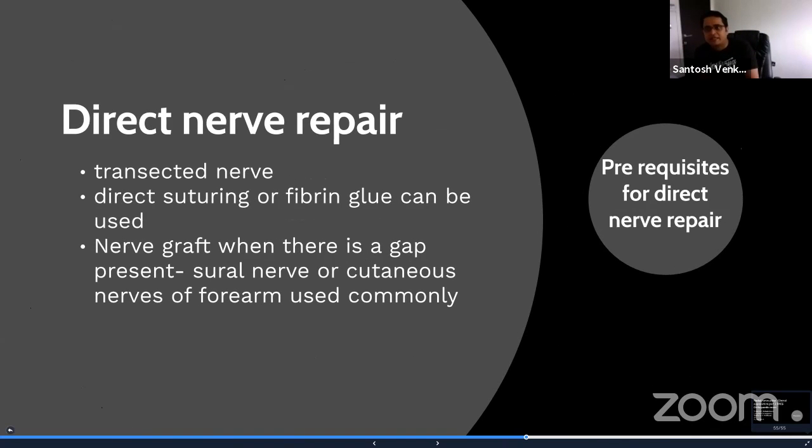So when do we do direct nerve repairs? When you have a transected nerve, you can do a primary repair using sutures, or you can use fibrin glue. The results are fairly similar between the two. If there is a gap and you can't bridge the gap with primary suturing or glue, then you would need to think about nerve grafts. And common nerves that are used are sural nerves or cutaneous nerves of the forearm, which can be locally harvested.